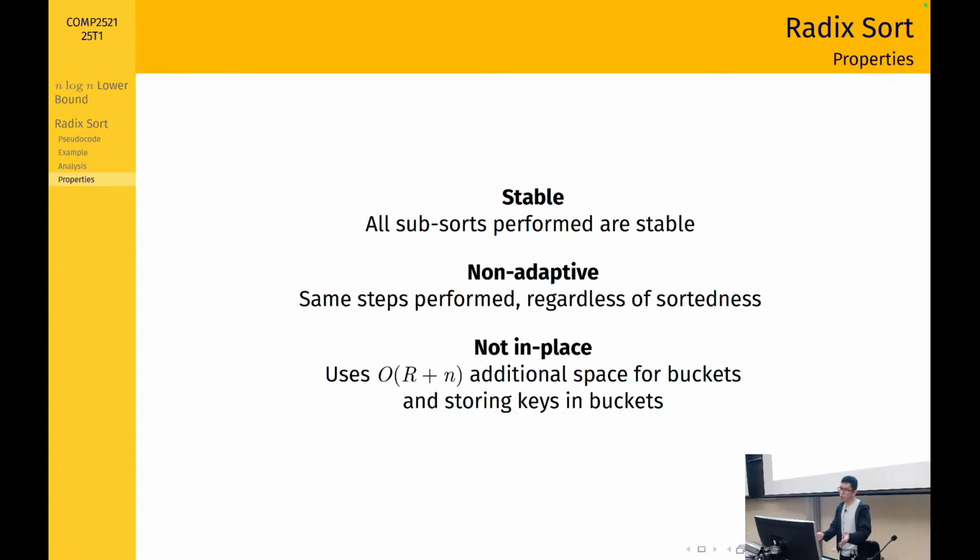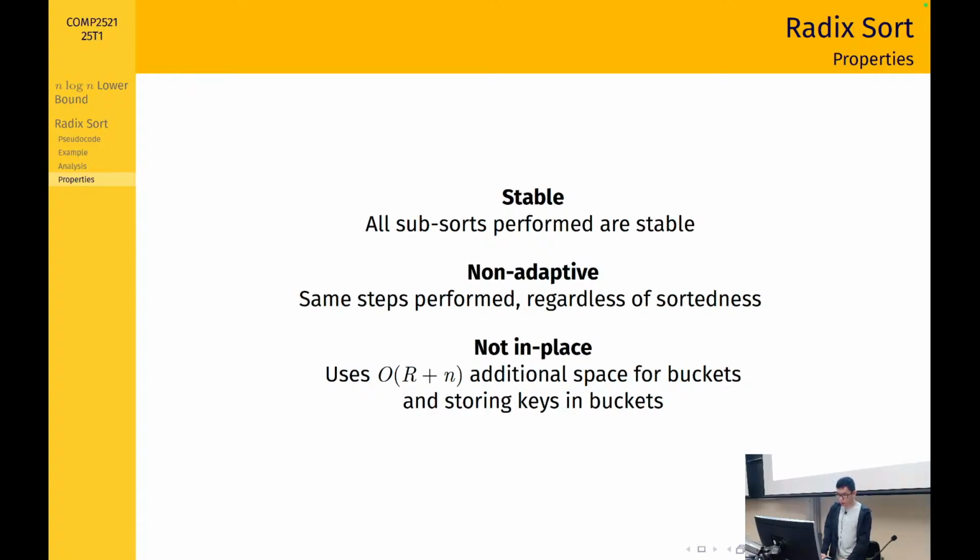Okay, and finally, it's not in place, because we're storing all the keys into the buckets. And this is how much additional space we're using in radix sort. So it's O of r plus n: r for all of the buckets that we need to create, and n because we're copying the keys into the buckets.